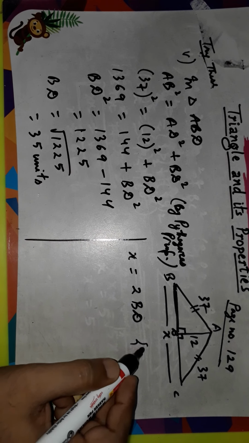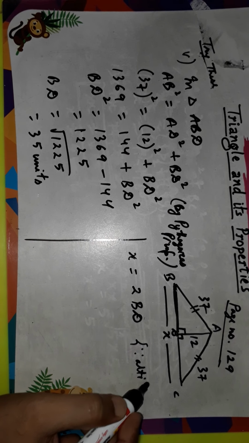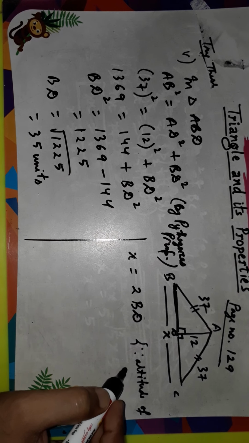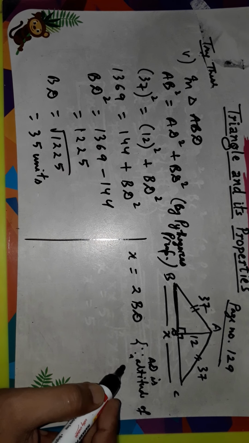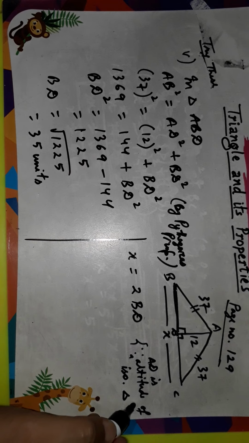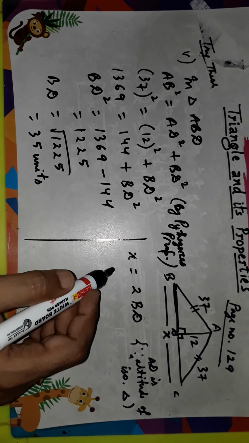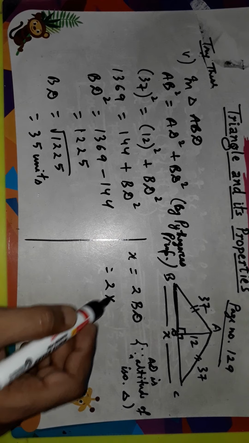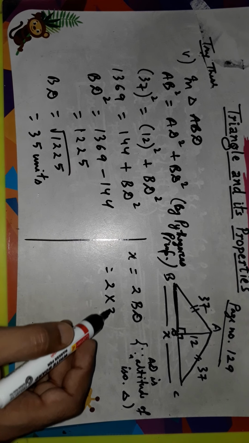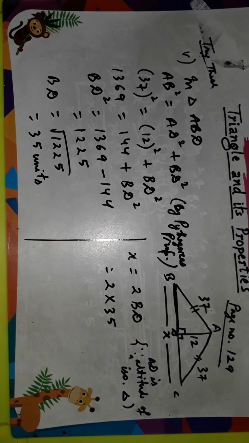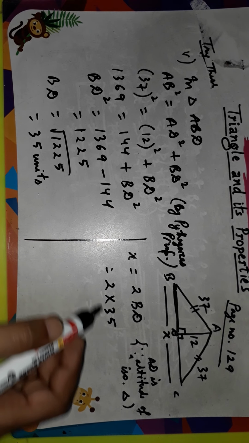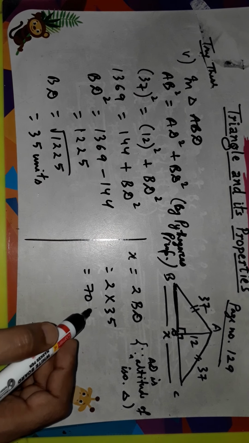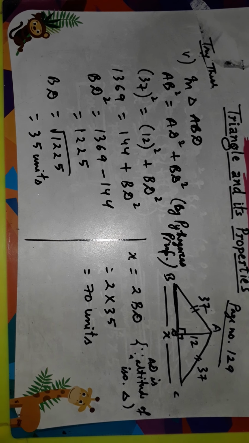So mention the reason. Since AD is the altitude of an isosceles triangle, X equals 2 BD. The value of BD is 35, and if I have written 2 BD with no sign, it means it will be multiplied. That is why, if you observe, I have multiplied 2 into 35, and thus I get 70 units as the value of X.